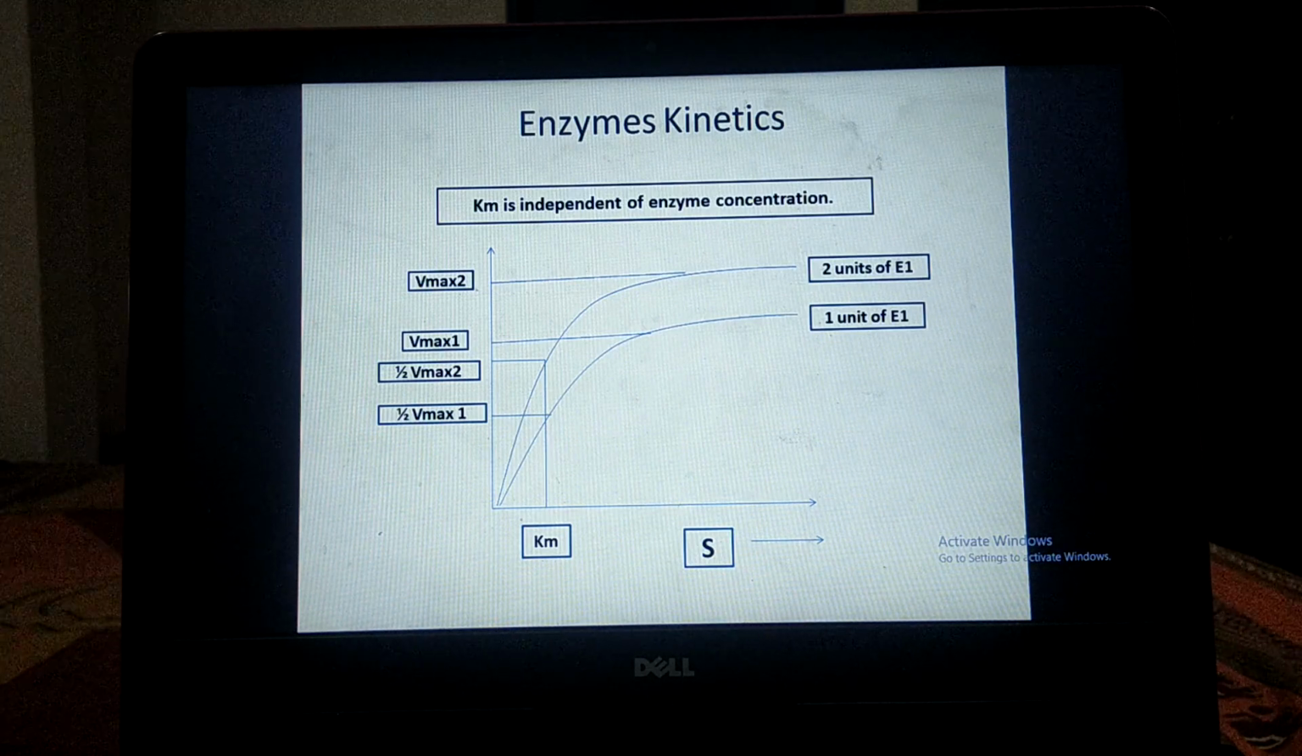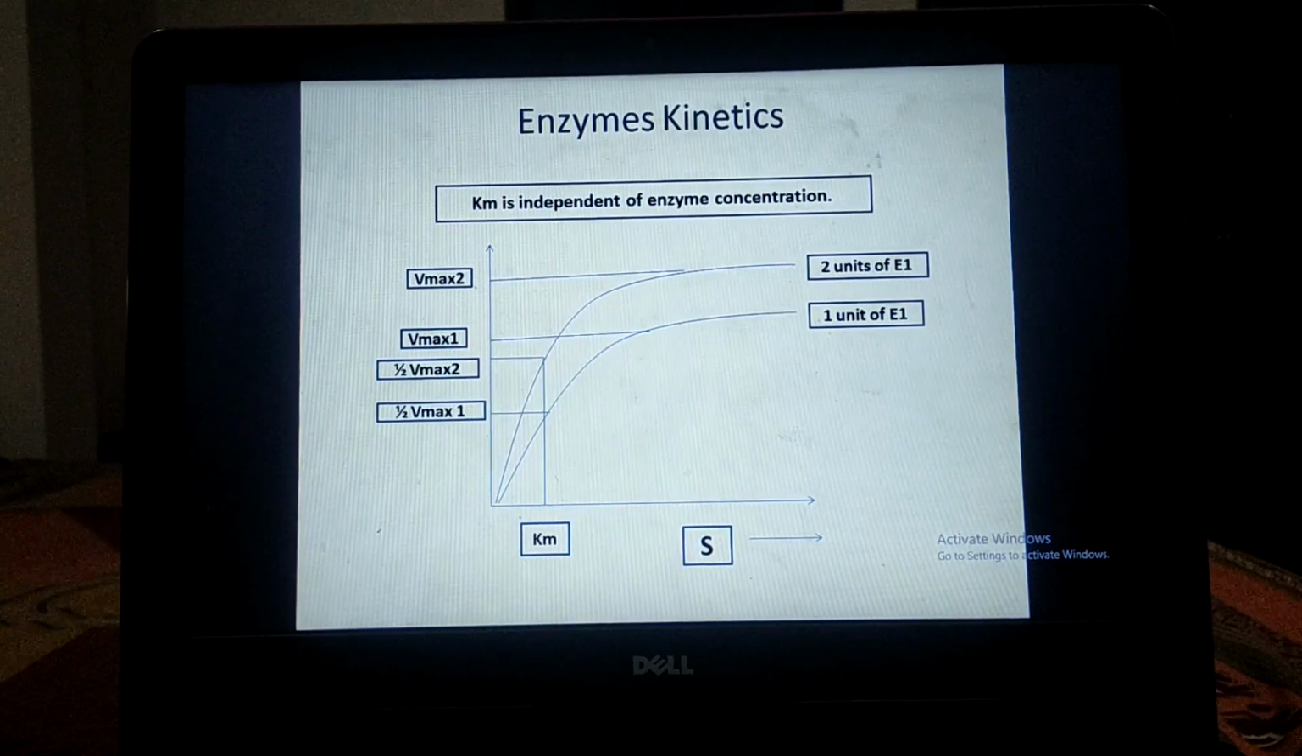the name of that maximum velocity as Vmax2. So I have found that Vmax2 is greater than Vmax1, and it is simply because I have taken more enzyme concentration. More enzyme concentration means maximum velocity is also more. Then I have chosen a point between 0 and Vmax1, and that point indicates half Vmax1. Then I have chosen a point between 0 and Vmax2. That point indicates half Vmax2. And from these points I have plotted a perpendicular on the respective graphs, and from these points on the graph I have dropped a perpendicular line on the x-axis.